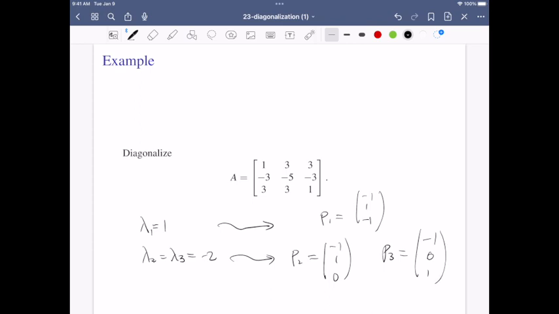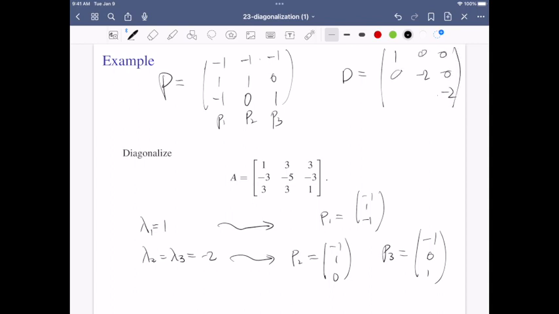So for P, you can arrange them as a matrix, putting all the eigenvectors together: P1, P2, P3. And D is going to be lambda 1, lambda 2, lambda 3 on the diagonal, with 0s elsewhere.